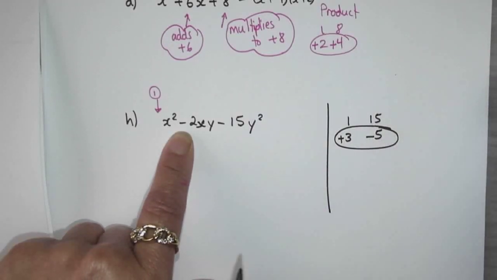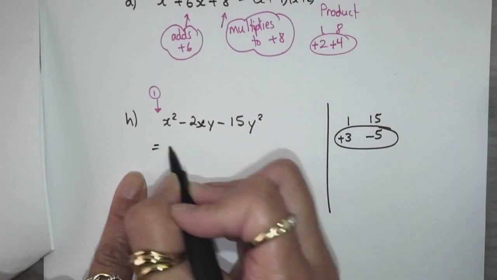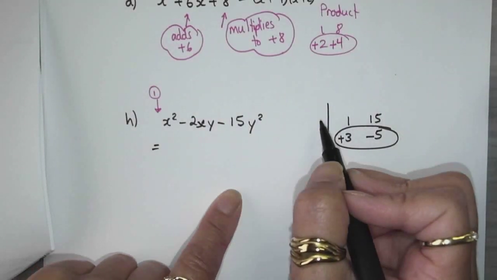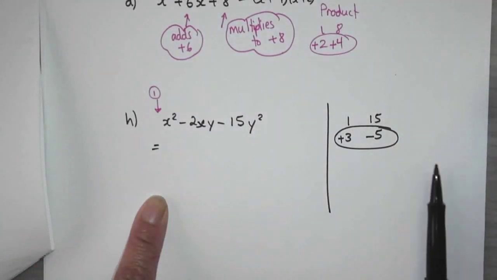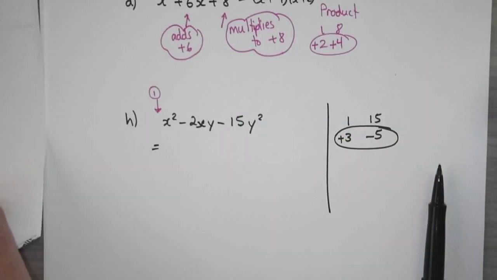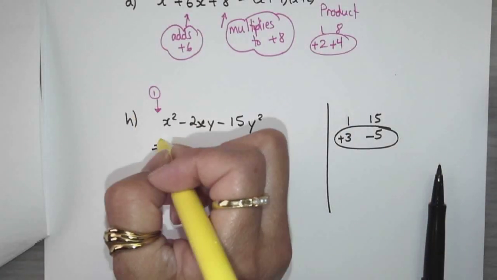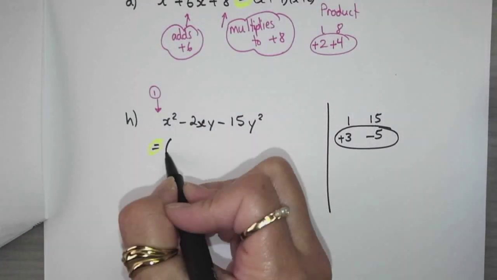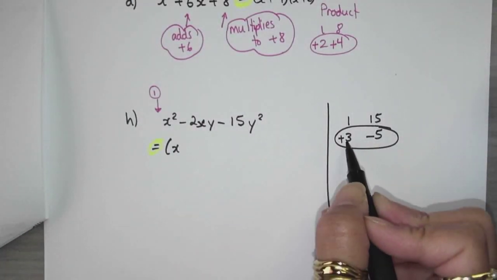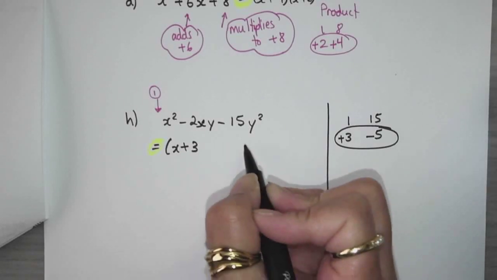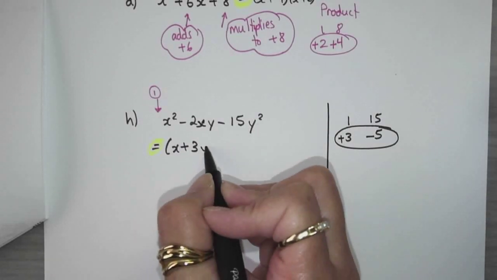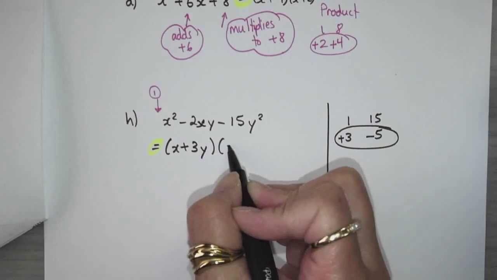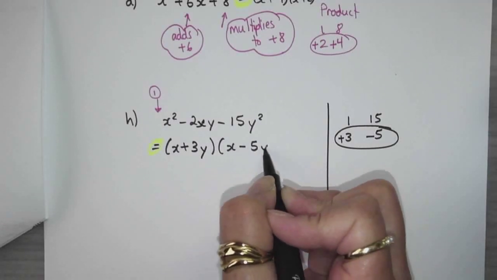You don't even have to write that. Hopefully a lot of people can see the two numbers, and then you write your two brackets, either beside or below. There should be equal signs. I should not have to remind you of this, but you are marked for communication, so equal signs. This is going to be x plus 3y, because there's a y there, and this will be x minus 5y.